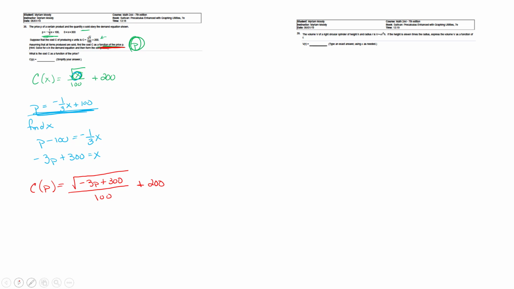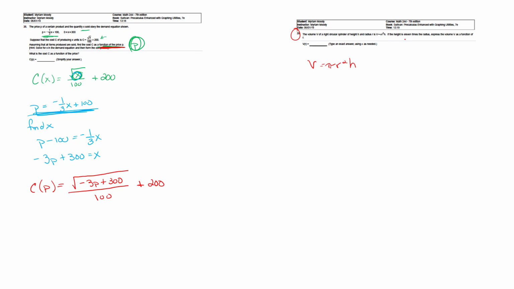All right, let's look at this next problem. The volume of a right circular cylinder of height h and radius r is given by pi r squared times the height. That's how you find the volume of a cylinder. And a cylinder, hey, picture a can of soda. There's your cylinder.